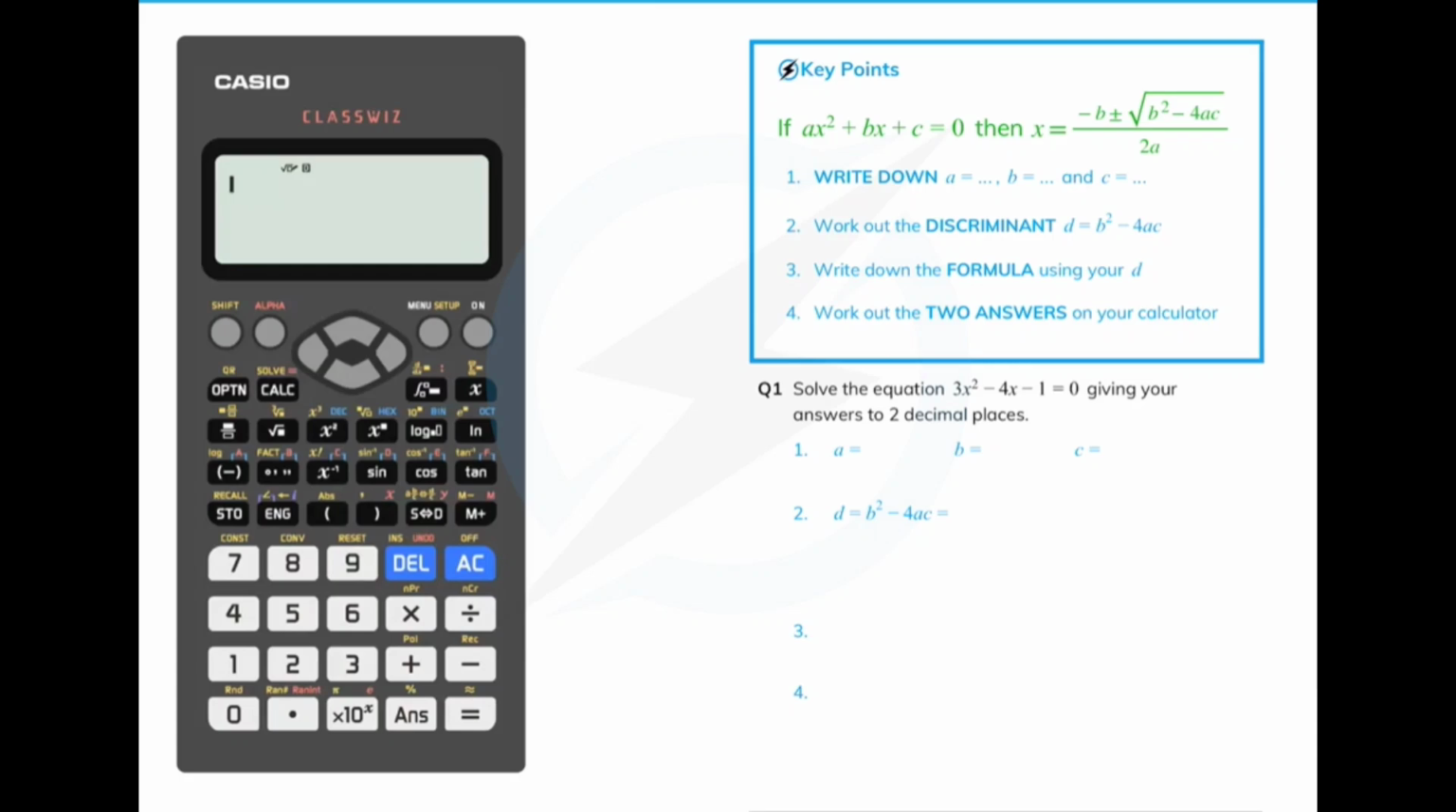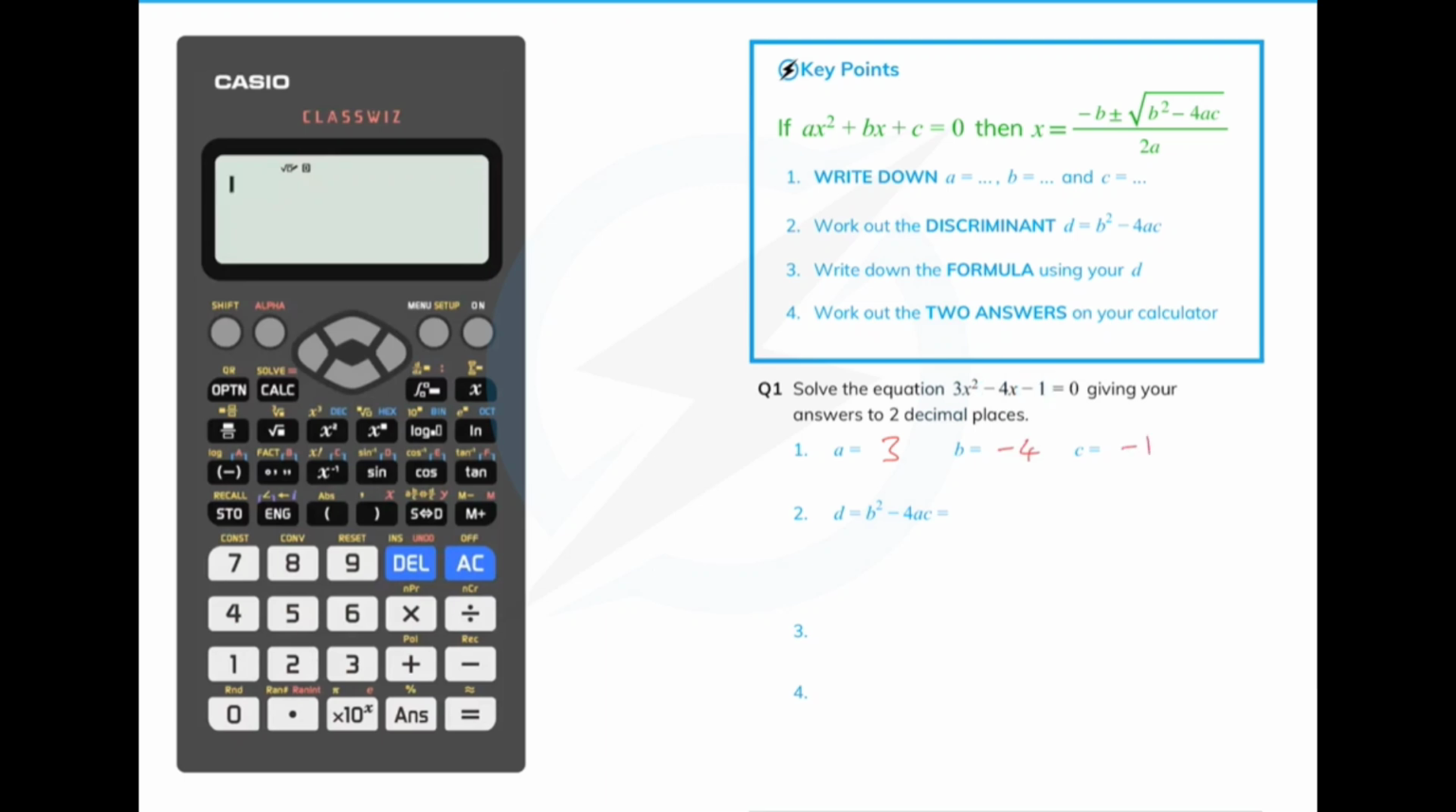Solve the equation 3x squared minus 4x minus 1 equals 0, giving our answers to two decimal places. So plenty of minus signs here to be aware of. First thing then, a is the coefficient, the number in front of x squared, so that's this 3 here, so we just write down 3. B is the number in front of the x, which is minus 4, don't forget the minus sign. And c is the number at the end, which is minus 1.